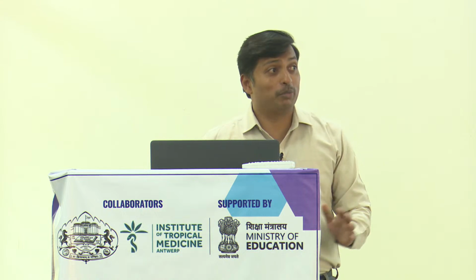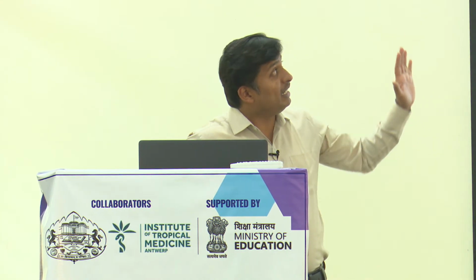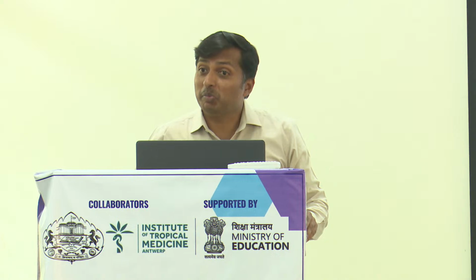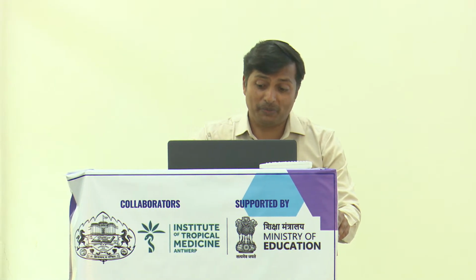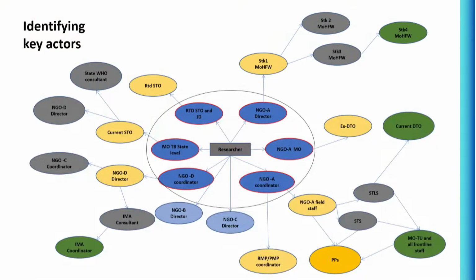So rapport establishment also intended to identify the key people, the key actors who are more crucial from my study point of view. And this led me to move from one person to another using the snowball technique. Okay. So the inner circle, the blue ones, were the people with whom I was slightly familiar because of my previous work done a couple of years back before my PhD.